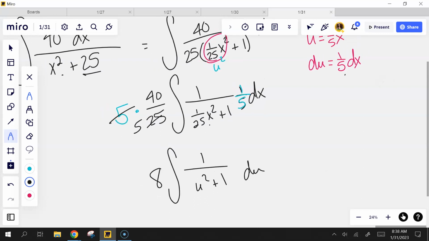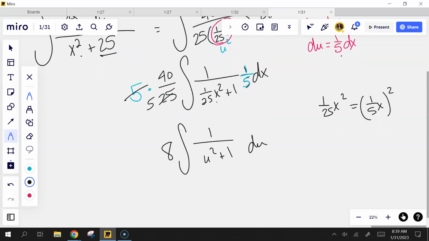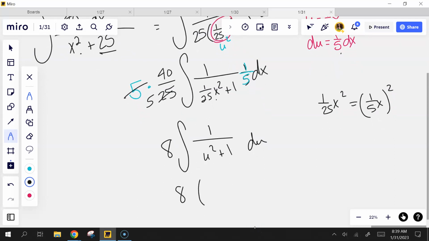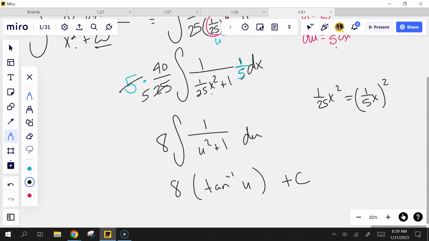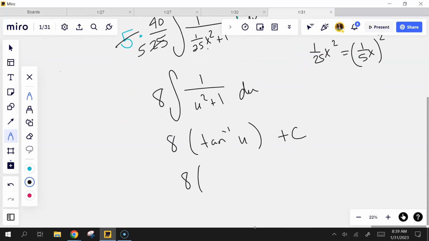So if I let u be 1/5 x, right? This is inverse tan, and it's downhill from here, right? I just plug back in that 1/5 x. 4x over 5.